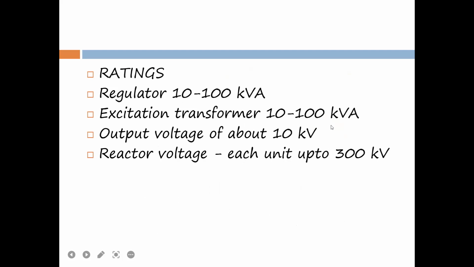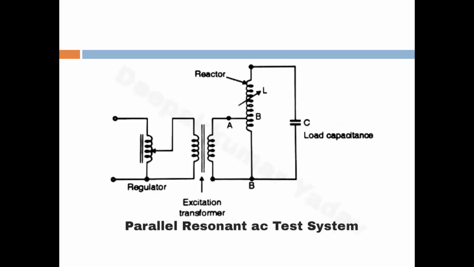And see the rating given here. Here is the regulator: regulator 10 to 100 kVA, excitation transformer 10 to 100 kVA, output voltage of about 10 kV, reactor voltage each unit up to 300 kV. Here see the parallel resonance circuit as a test. The high voltage reactor is connected as an auto transformer and the circuit is connected as a parallel resonance circuit. See here, parallel resonance circuit.